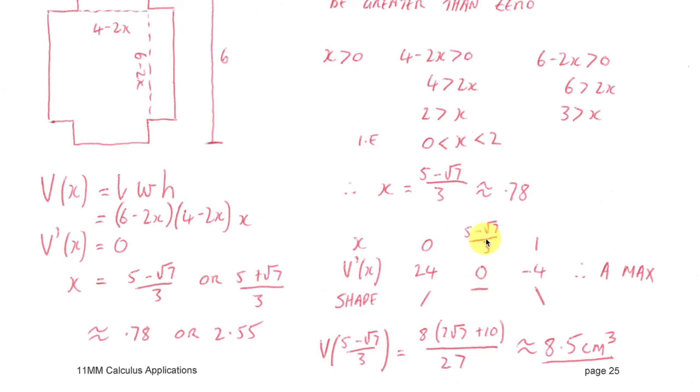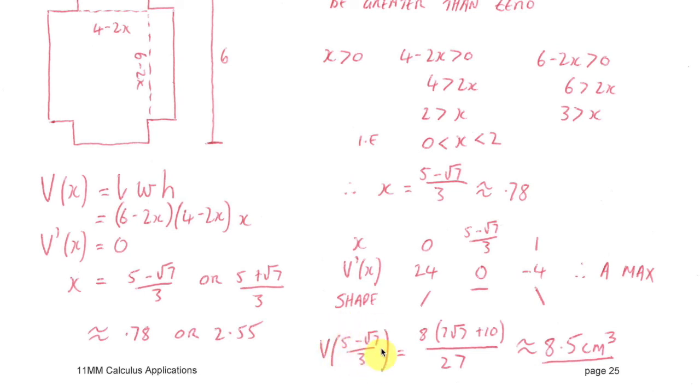A value a little bit to the left, and I chose 0. That produces 24, which is positive, so the graph goes up towards the right. Subbing in 1 into the derivative will produce negative 4, and that's negative, so that goes down towards the right. So you can see the shape: up, flat, down. Therefore, we know that we have a maximum turning point.